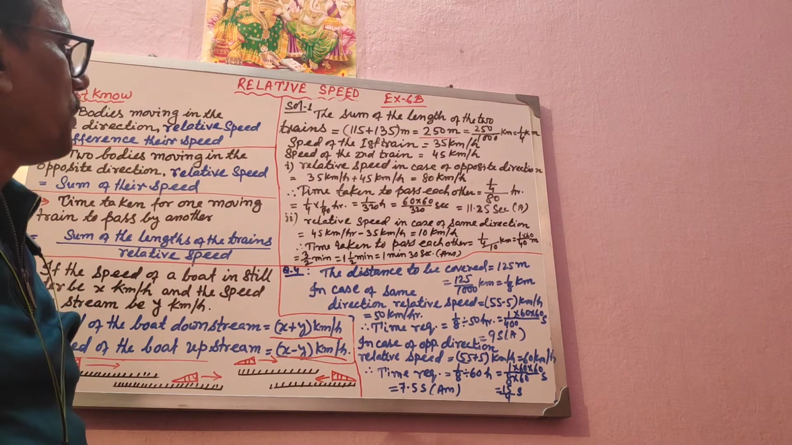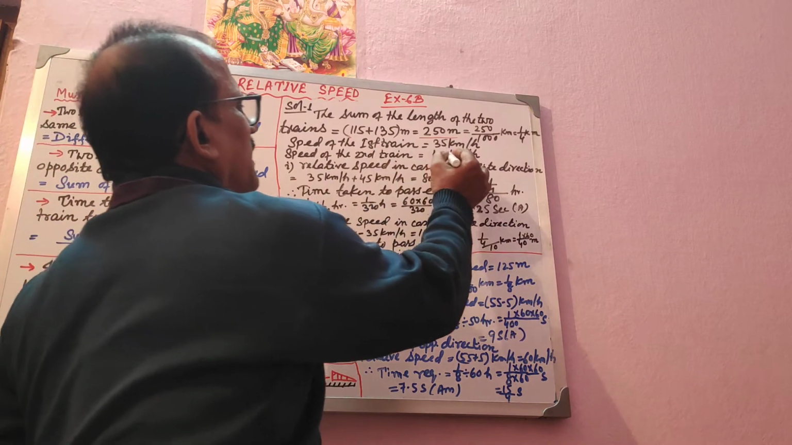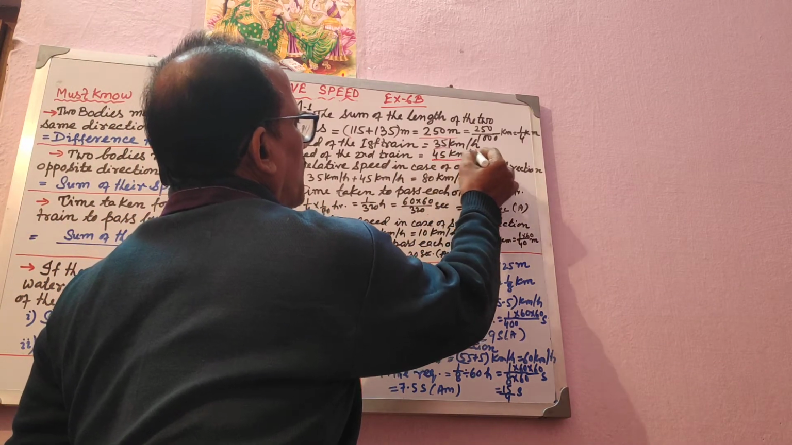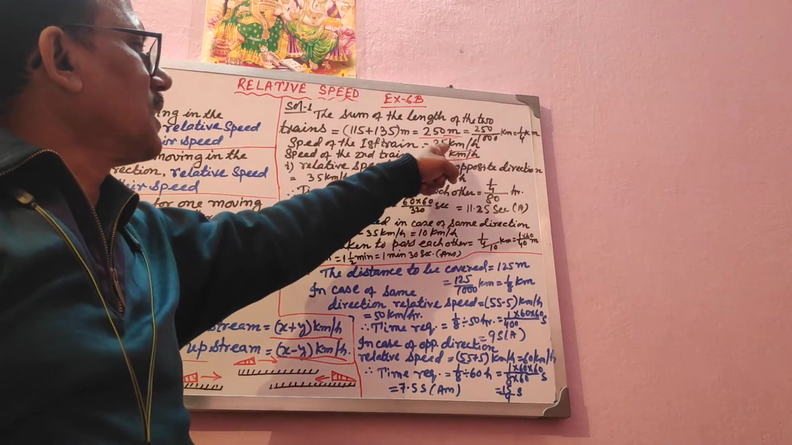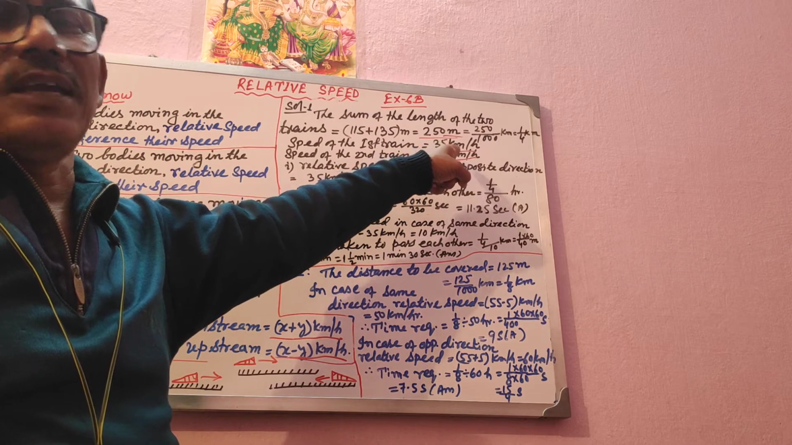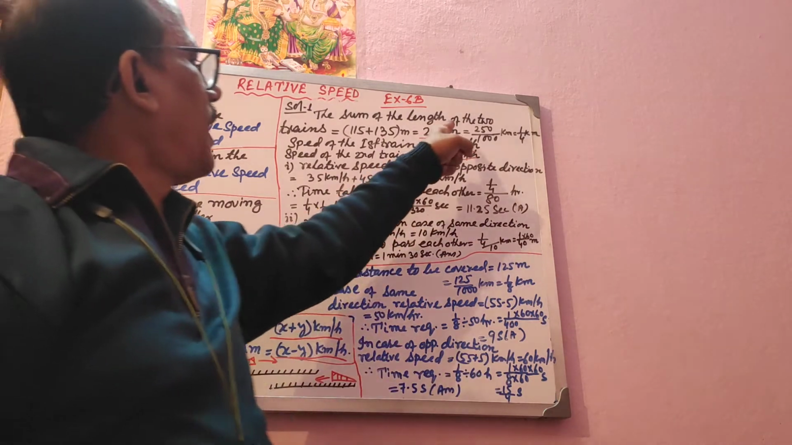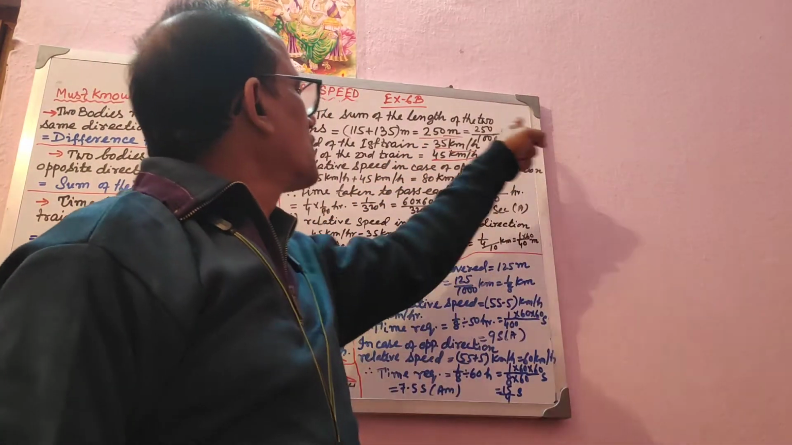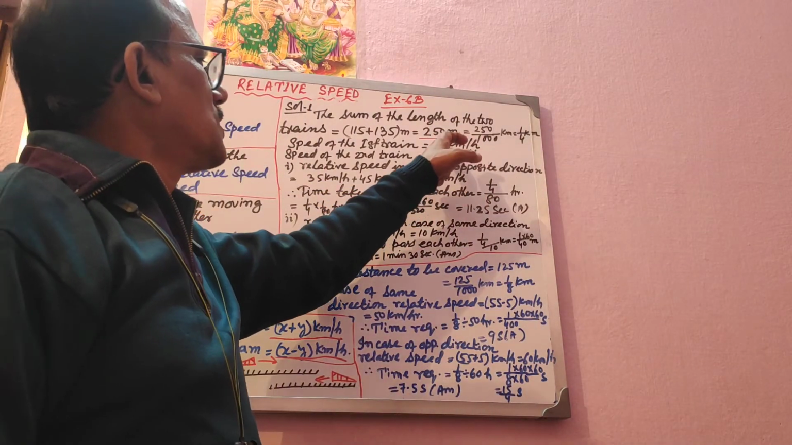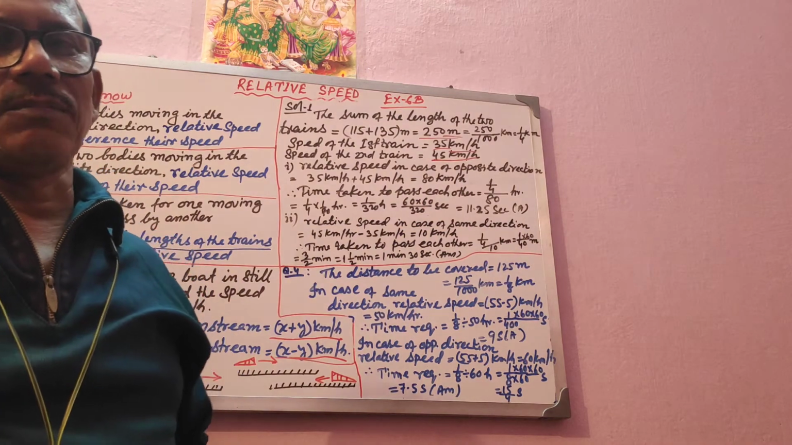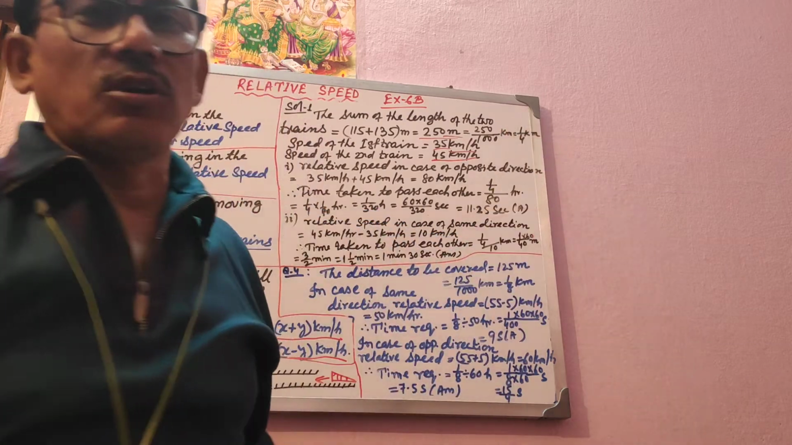See, 250 meter, and then the speed of the first train is given to you, 35 kilometer per hour, and the speed of the second train is 45 kilometer per hour. Here it is kilometer per hour, here it is meter. See children, you have to make it meter per second, either by multiplying by 5 by 18, that will be meter per second. Otherwise, convert meter into kilometer, because here it is kilometer. I converted meter into kilometer because otherwise this thing will come in fraction. So 250 meter is equal to 250 divided by 1000 kilometer, which is equal to 1 by 4 kilometer.